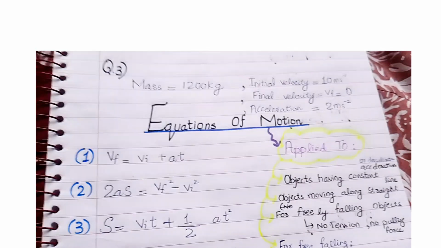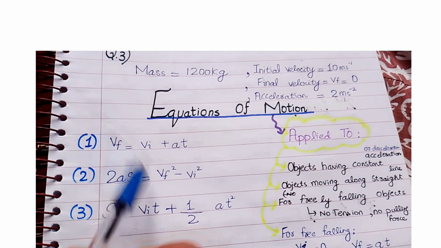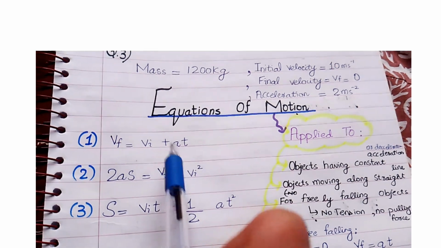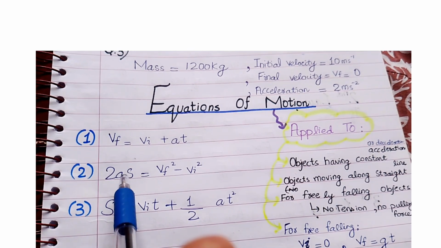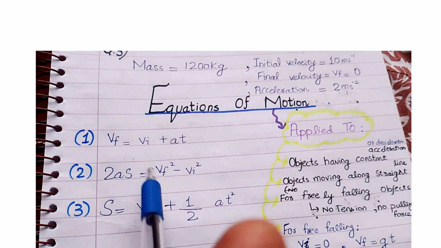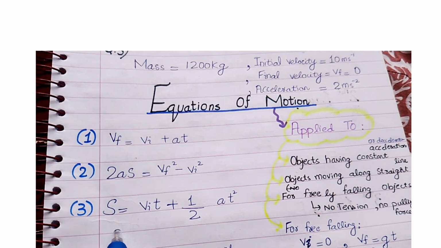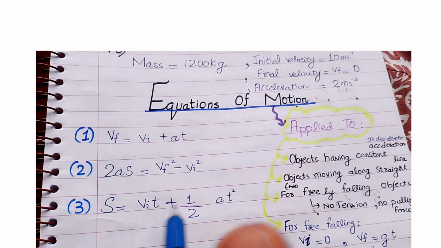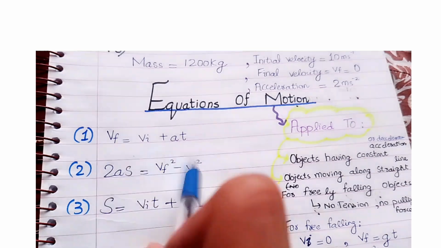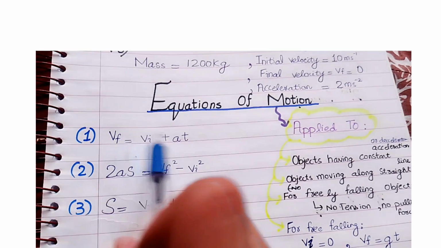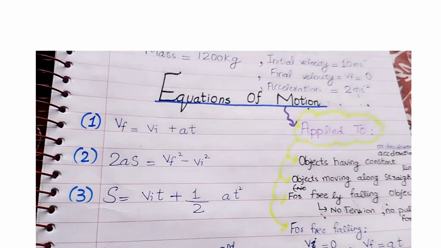Let me revise the equations of motion for you. We have three equations of motion. First one is final velocity is equal to initial velocity plus acceleration into time. The second one is 2 into acceleration into distance is equal to final velocity square minus initial velocity square. And the third one is distance is equal to initial velocity into time plus 1 by 2 at square. You have to cram these equations because they are utilized in a lot of numericals and calculations. From here we can choose which one best suits our data.